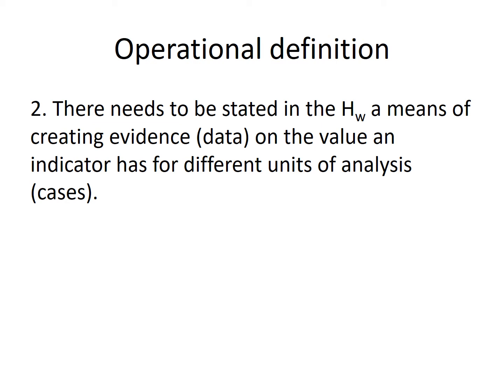The second part of the working hypothesis is you need an operational definition. This needs to be stated as a means of creating evidence on the value an indicator has for different units of analysis. The unit of analysis could be individuals, households. In the example I used with the LGBT people, that would be individuals, because I'm individually asking folks what percentage of LGBT plus people they think are living in the area.